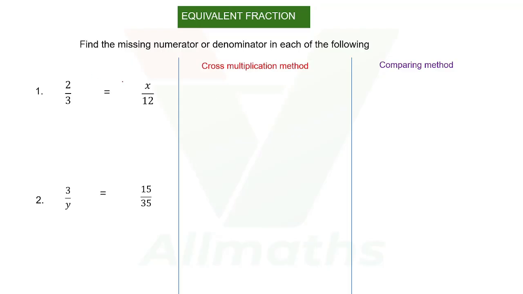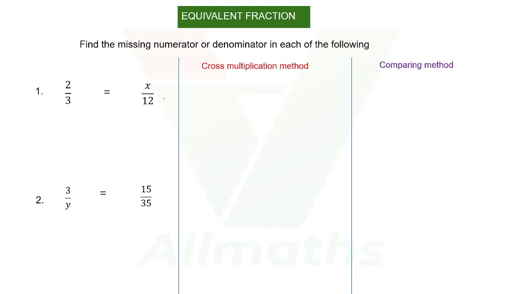In today's video, I'll be teaching you equivalent fractions: looking for the missing numerator or the missing denominator in a pair of equivalent fractions. Follow me as we go on. So to start with, find the missing numerator or denominator in each of the following. 2 over 3 equals x over 12.